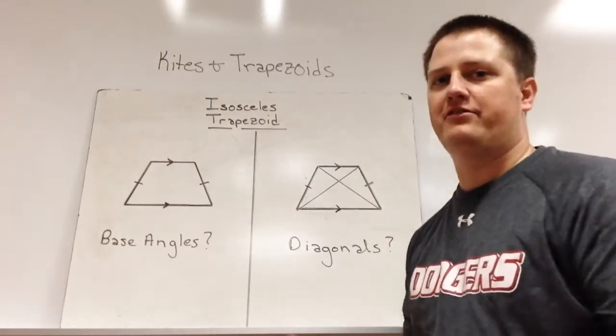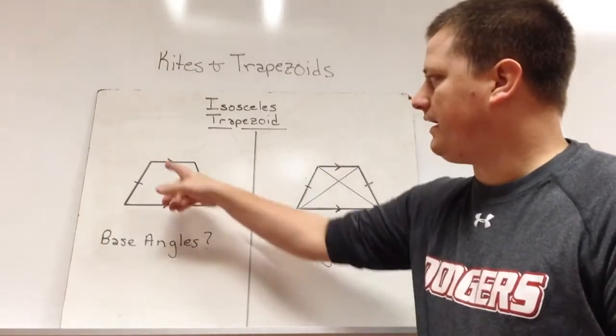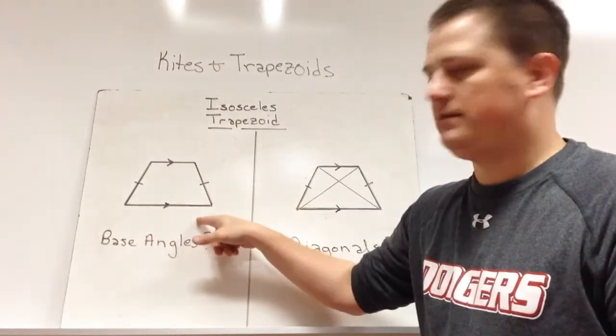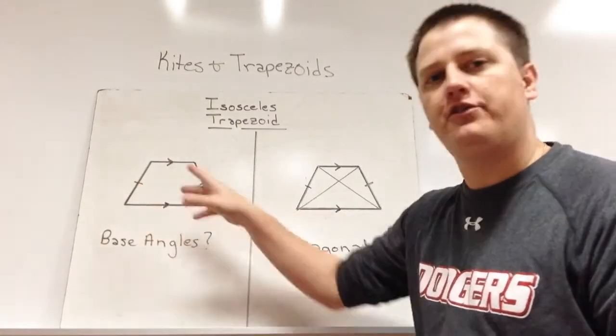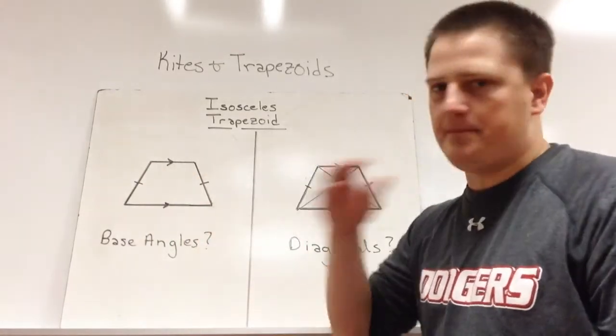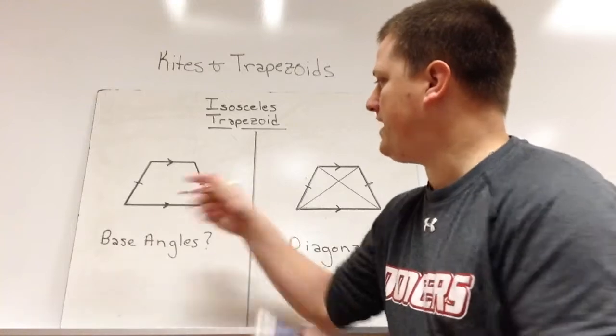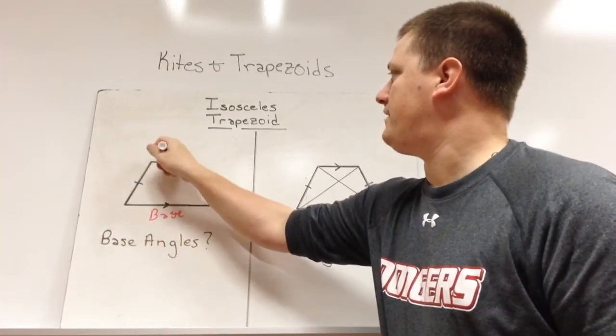Alright, these are our last two. They look at isosceles trapezoids. So what we have here is we have our parallel lines, or segments, and then our non-parallels, and the non-parallels are congruent. So what we want to do is we want to look at the base angles. Well, this is a base here, and this is a base here.